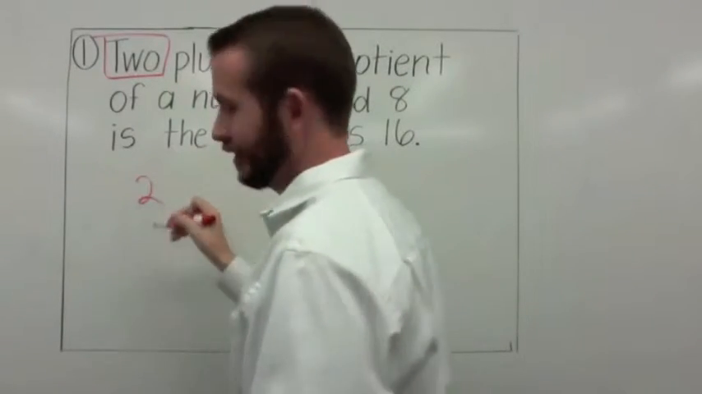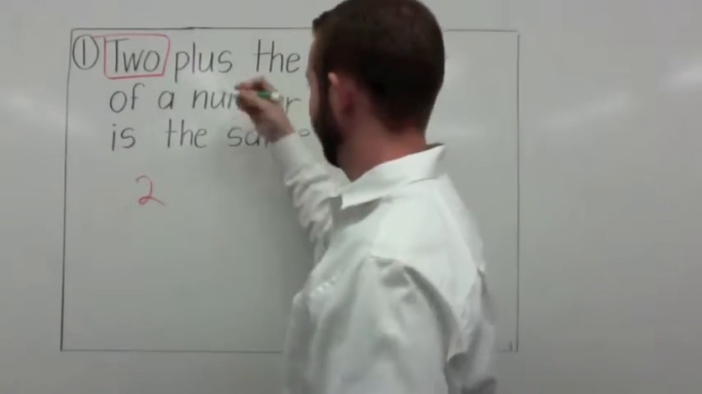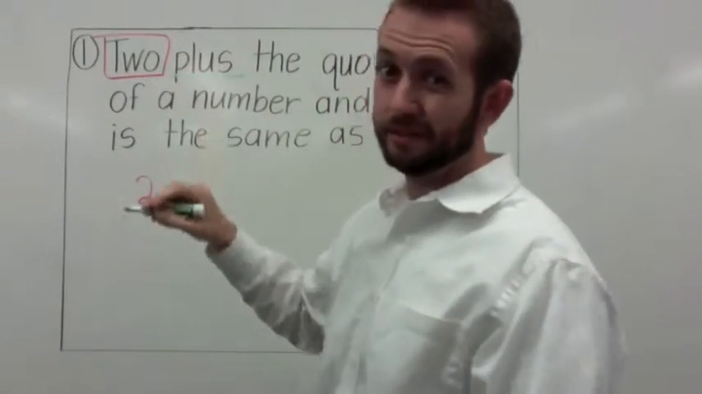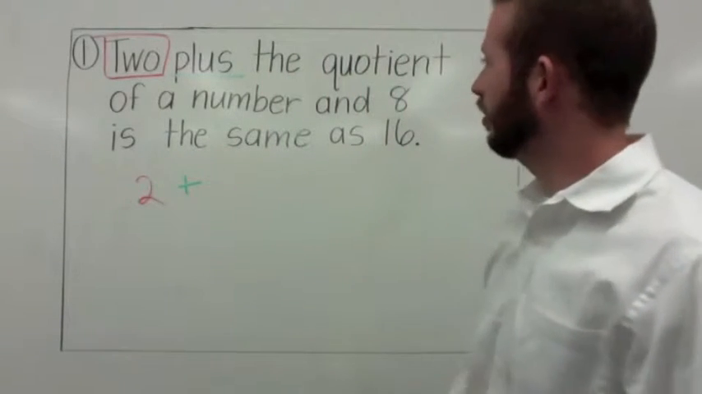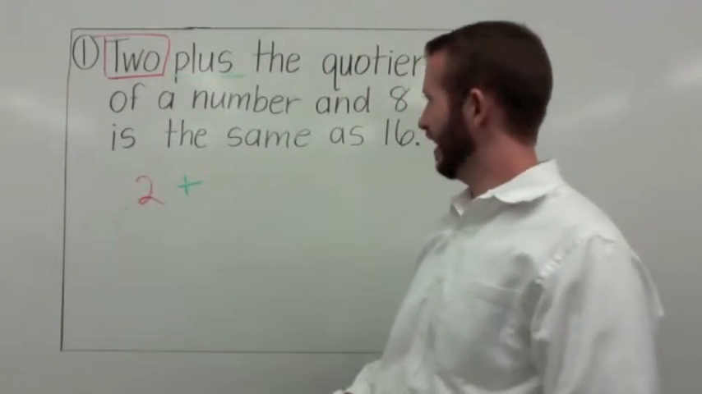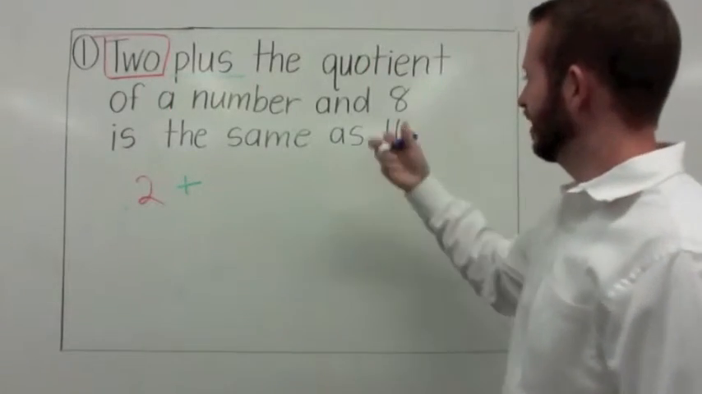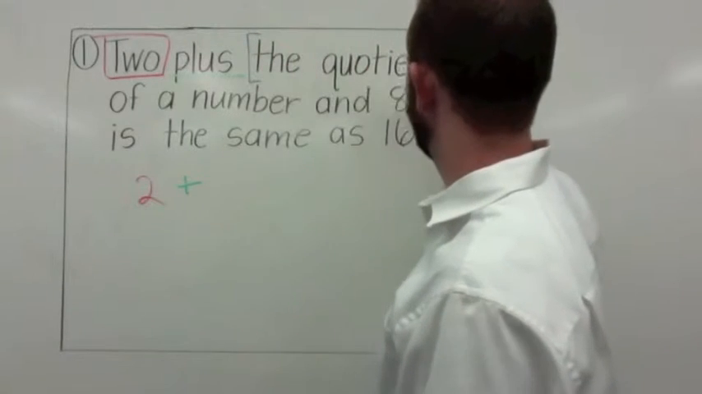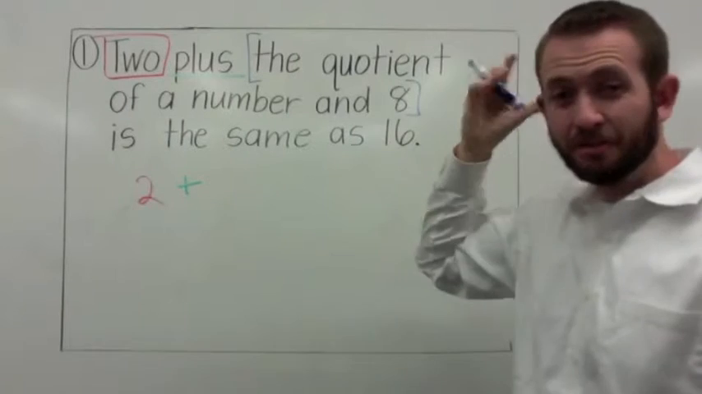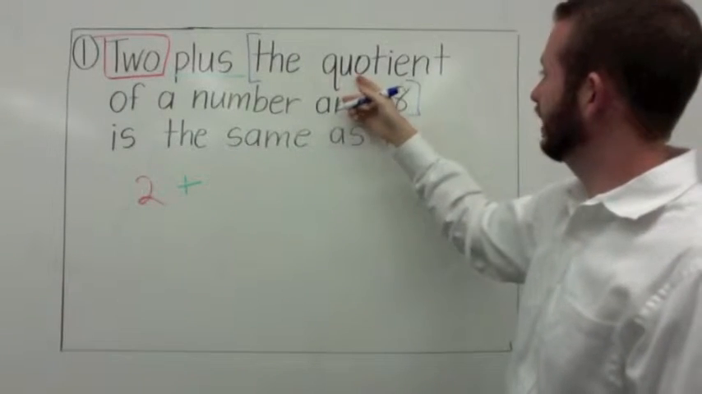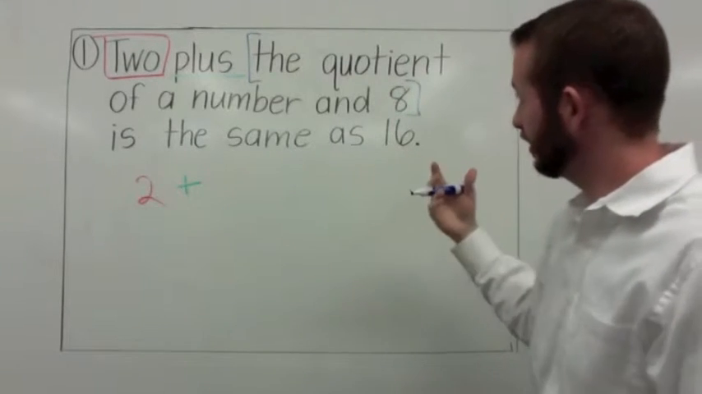I identify plus. What does that mean? I'm going to add. I'm going to put a plus sign in. The quotient of a number and 8. Okay, the quotient of a number and 8 is kind of an interesting idea because you have to remember what quotient means, and that is definitely a math technical word. Quotient is the answer to a division problem. So since a quotient is the answer to a division problem, you're looking at a fraction of some type.